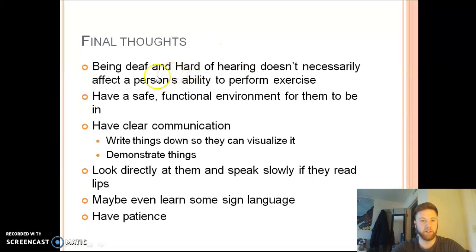And then any kind of final thoughts. So this is more for us as exercise professionals. Dealing with deaf and hard of hearing doesn't mean it actually affects a person's ability to perform the exercises. They're just going to have a harder time communicating. So again, have a safe and functional environment for them to be in. Have clear communication, write things down so they can visualize it, demonstrate things, make sure they can understand it properly. Look directly at them and speak slowly if they read lips. Maybe even learn some sign language, and definitely have patience.